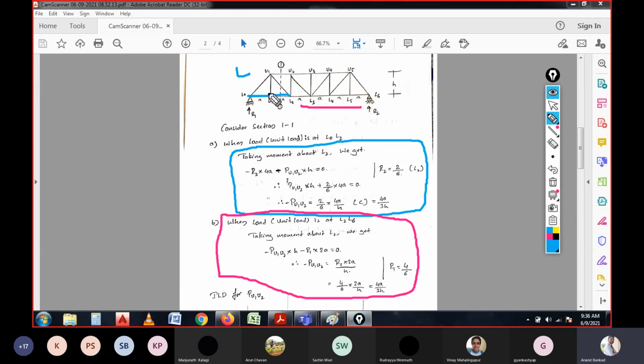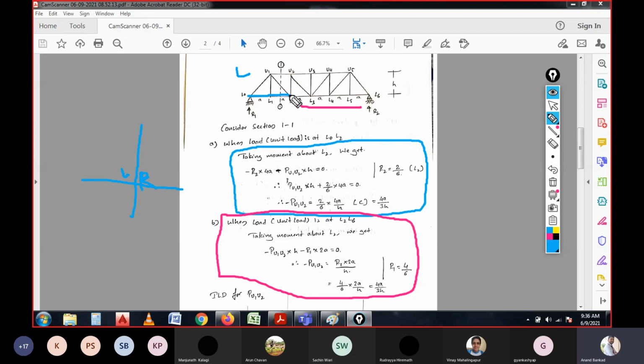Here the load is acting at L2. If the load is acting at L2, it is not that the section is here and the load should be on this part. It is not like this. Say for example, for a beam, at a section we will have a left part and a right part. In that manner it is considered.